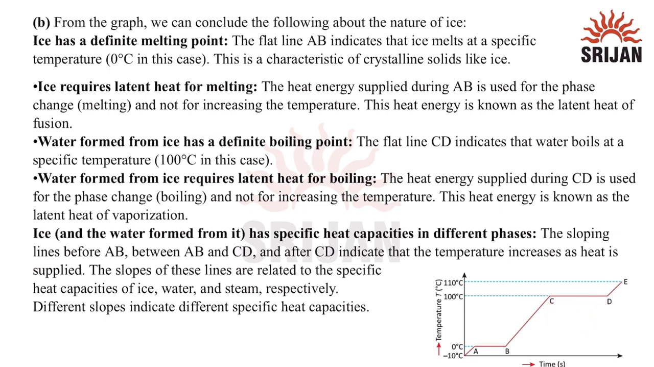Ice and the water formed from it have specific heat capacities at different phases. Now, the sloped lines, as you can see, before AB, between AB and CD, and after CD, indicate that the temperature increases as the heat is supplied. The slopes of these lines are related to the specific heat capacities of ice, water and steam respectively. These different slopes indicate different specific heat capacities. I hope it is clear to you. Thank you.